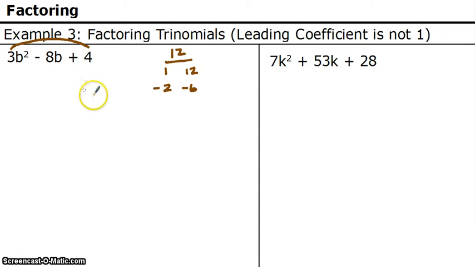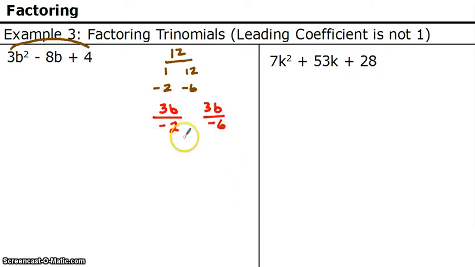But we can't go straight into the parentheses yet. We have to do another step. So this step involves taking this first term. We're going to write it down twice, 3b and 3b. We're not going to write the squared, so just the b and the b. And then we're going to take these two numbers and put them as our denominators. So we're making like a little fraction out of this.